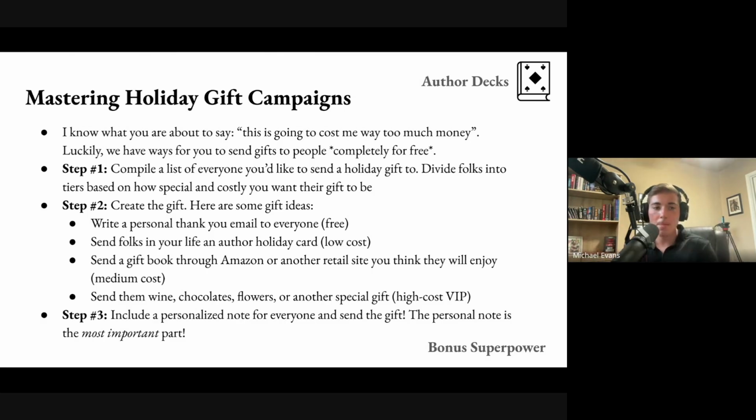It's the holidays, right? So step 1 is to just compile a list of everyone you'd like to send a gift to. And what I want you to do is divide them into tiers. Now, you might only have one tier: I'm going to send everyone X gift or X type of thing. But you might have different tiers. I think that's actually not a bad thing to have different tiers to your gifts.